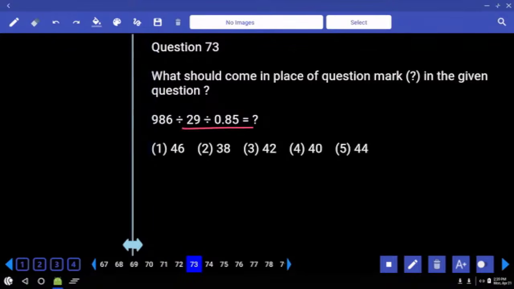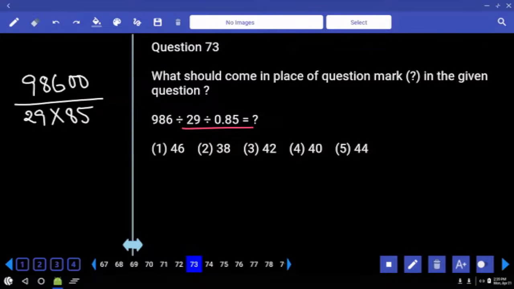Continuous division. First number comes in numerator. Remaining numbers come in denominator. Correct? 29 into 85 into 80. So 85 by 100. So we can write into 100. Are you okay? Yes or no?